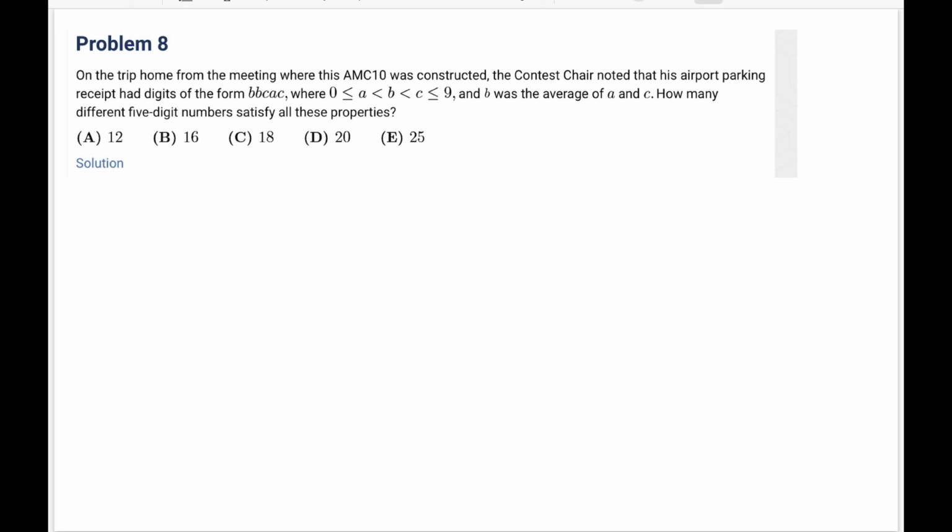So first, let's see from A's point of view. A could have been 0, right? And then since B had to be an integer, C could have been 2, 4, 6, 8, and so there are 4 possible numbers. If A is 1, then it's 1, 3, 5, 7, 9. No, 1 is not possible because they can't be the same. So it's 3, 5, 7, 9. So it's 4.